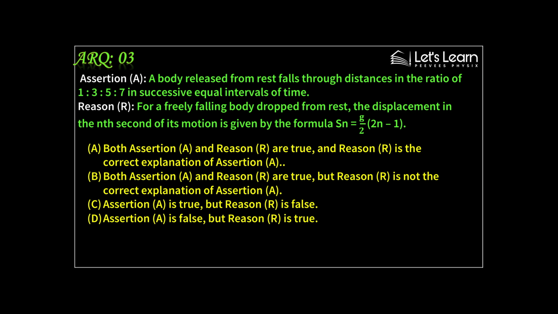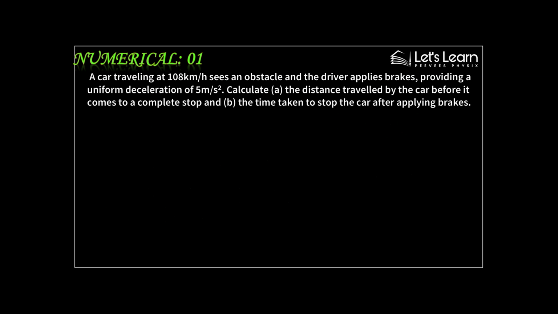A body is released from rest and falls through distances in the ratio of 1:3:5:7 in successive time intervals. That is true physics. For a freely falling body dropped from rest, the displacement in any second, maybe first second, second second, third second, is given by this equation. This is also true, and this is the reason for that. So the answer is A. We move on to numericals.